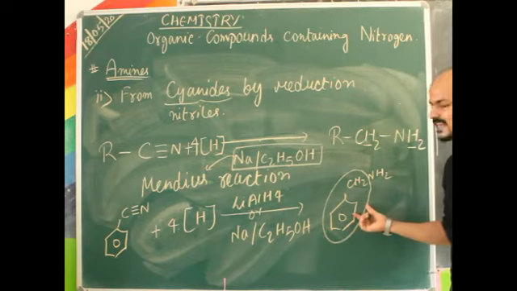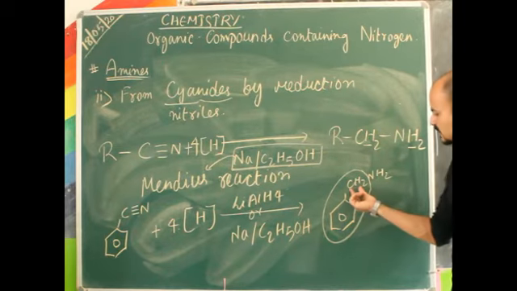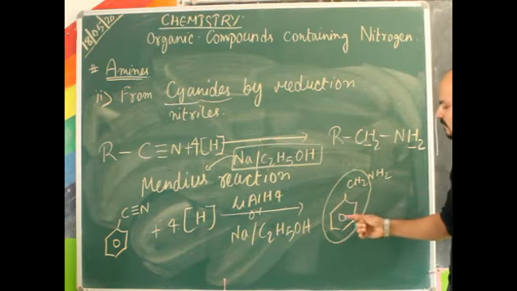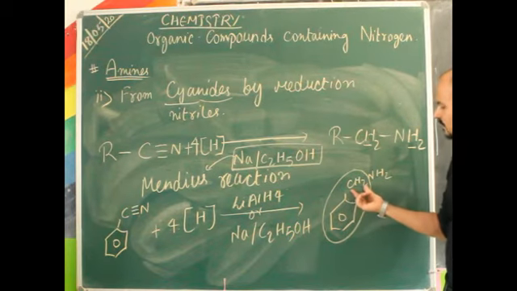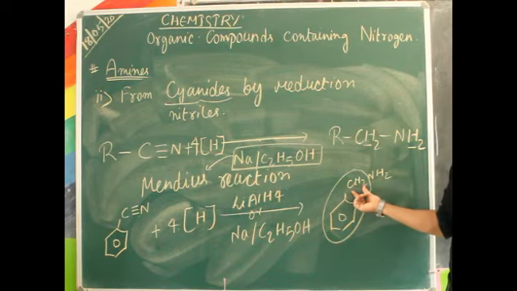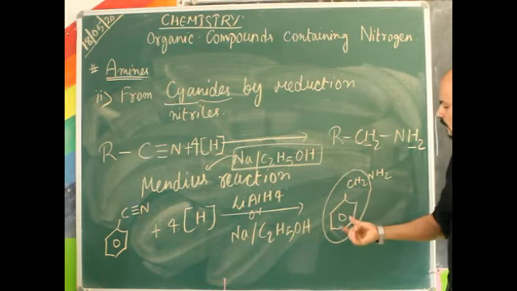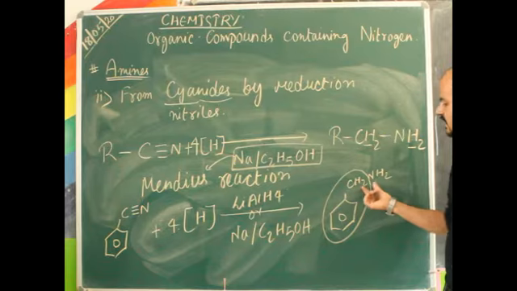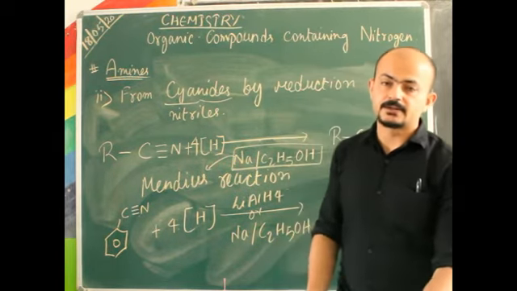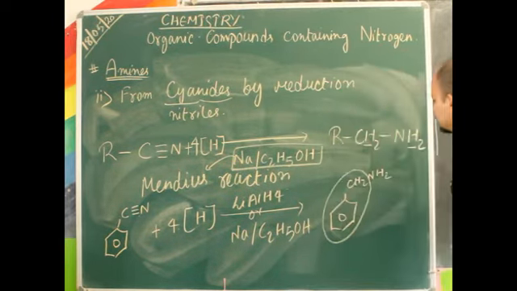And its IUPAC name would be, this chain contains one carbon, and one of the hydrogens is substituted with what? Phenyl group. Therefore, it is phenyl methyl amine. One carbon is for what? Methyl group. So phenyl methyl amine. Now let's discuss the next method of preparation, and this is very, very important.